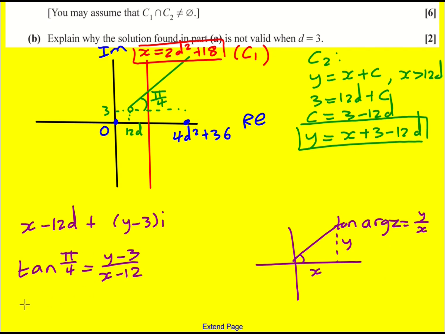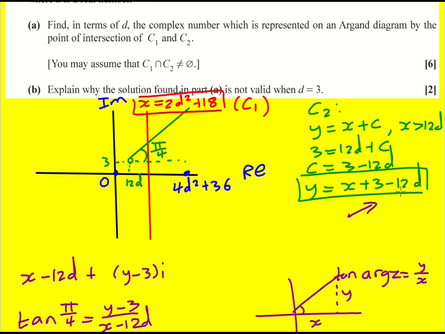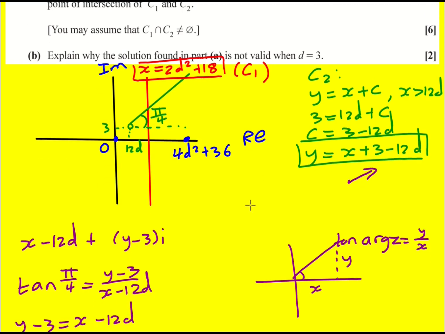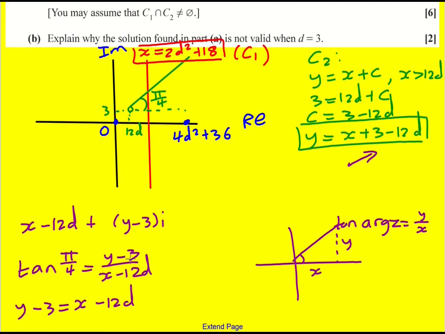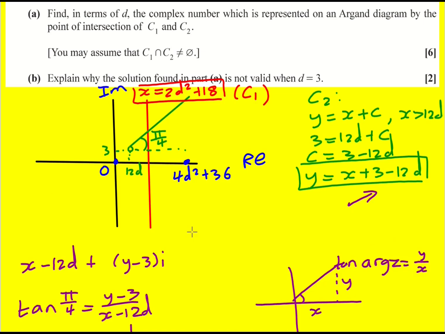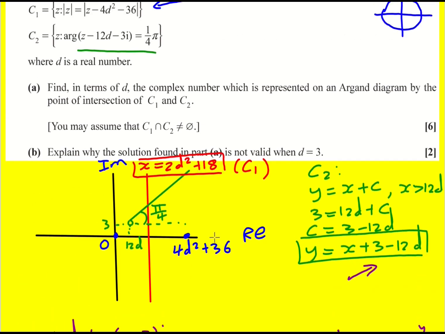Tan pi over 4 is 1, so I'll get y, I've just realized I made a mistake, that should have been 12d. I'll get y minus 3 equal to x minus 12d, and I'll add the 3 on and I'll get the same answer here. Okay, so two different ways. Probably the first way in this case was a little bit easier to understand, but the one in purple, don't neglect it, because if you had tan of pi over 6, for example, you get a half in that case, but you could get a third and things like that. So just be aware of it.